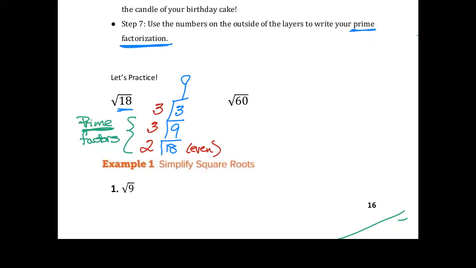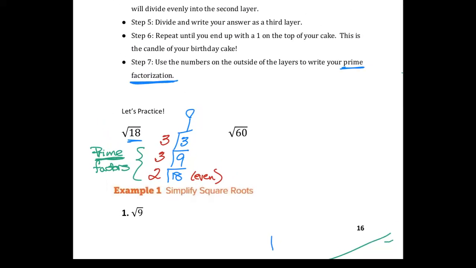Okay? So these are your prime factors. We rewrite our problem, square root of 18, and I'm going to do this over here, means the square root of 2 times 3 times 3. Okay? Is everybody with me so far?